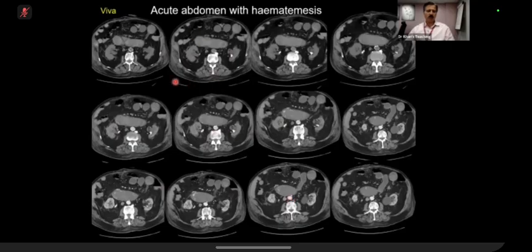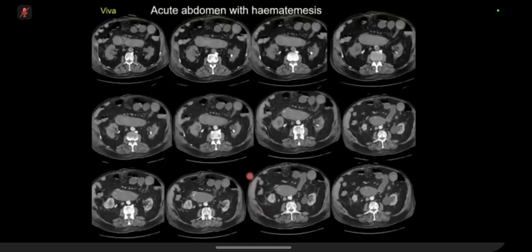Acute abdomen with hematemesis. Sir, I can appreciate a fluid density linear structure in the central abdomen, anterior to the abdominal aorta. In the post-contrast images, I can see a few areas of contrast as well. And this area seems to communicate with the bowel in the upper 2 rows. So it is likely a bowel-like structure with disrupted peripheral contrast areas.